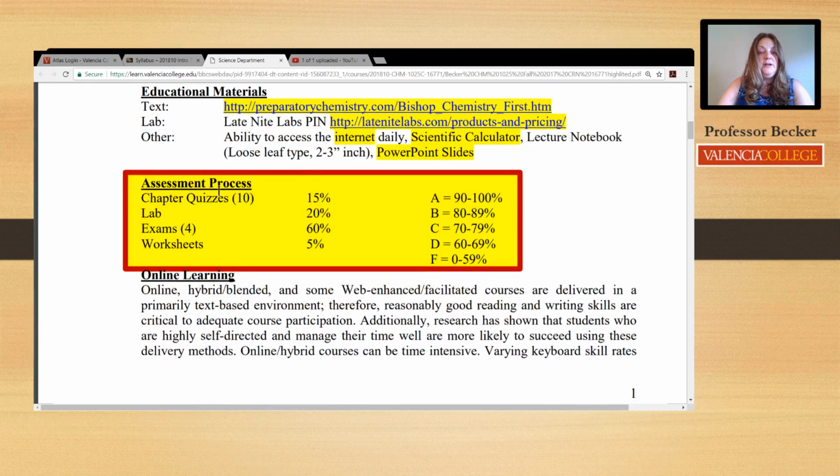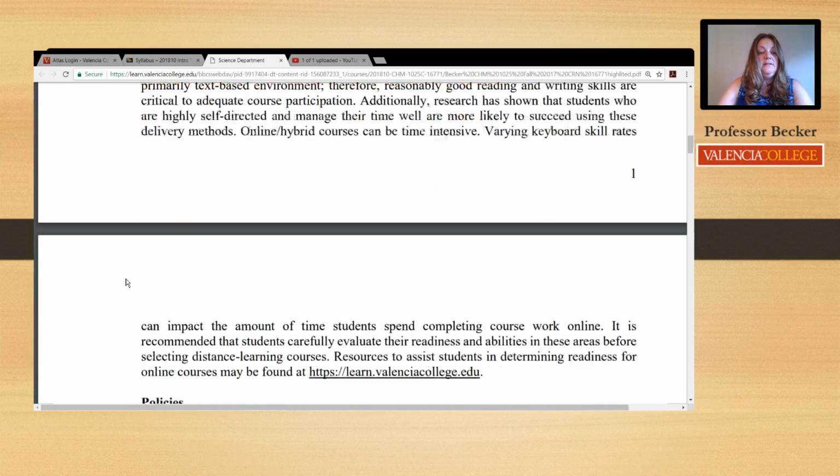Let's look at the assessment process. We're going to have 10 chapter quizzes, which are on Blackboard, and they are timed, worth 15% of your grade. We're going to be doing 9 labs, which will account for 20% of your grade. We will have 4 exams, exam 1, 2, and 3, and the final exam, worth 60% of your grade, and the worksheets that you are going to hand in are worth 5% of your grade. If you look over to the right, it is the normal standard grading scheme. You can read the online learning statement.